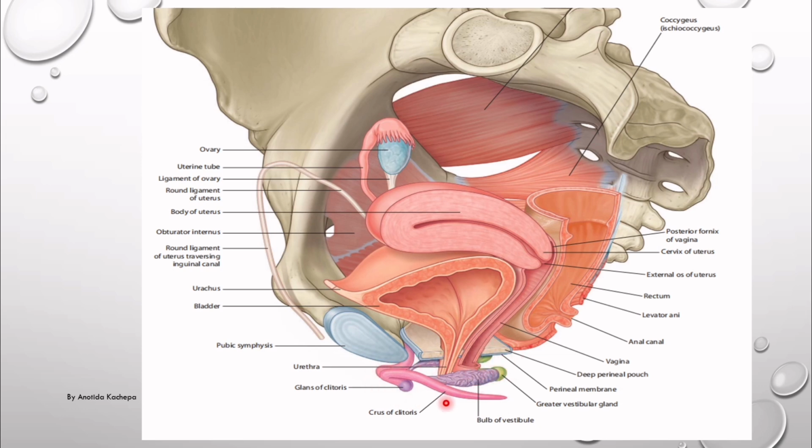Then here we see structures which form part of the external genitalia. These were the internal genitalia. This is the external genitalia. Collectively they're called the vulva. We'll talk about them. These were contained in the pelvic cavity. These are contained in the perineum.